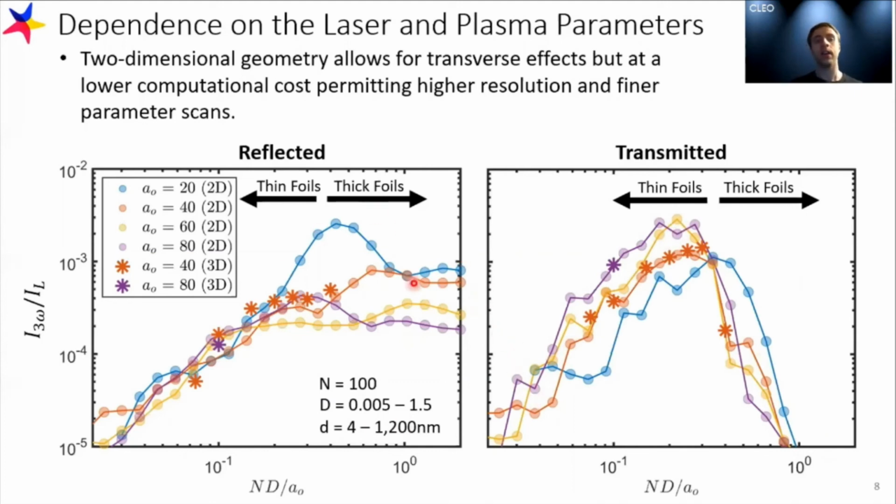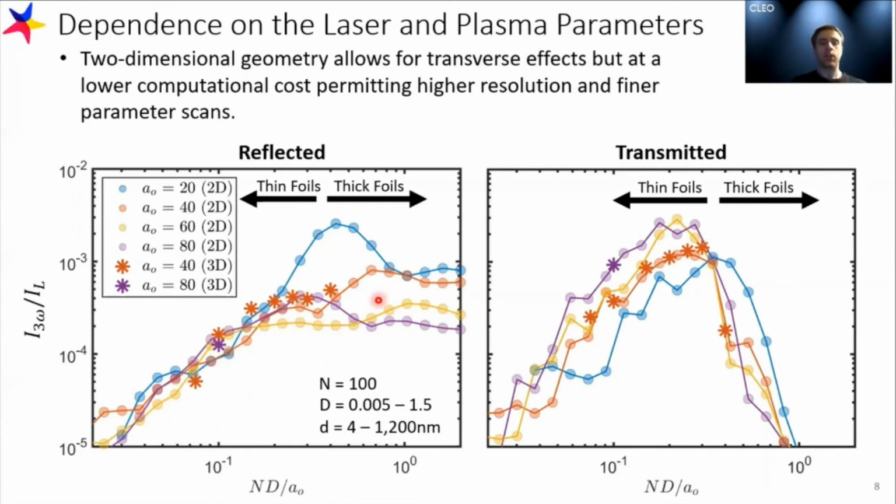On the other hand, in the reflected direction, what we see is that the most efficient cases take place for the thick foils. This is because for the thin foils, rapid formation of the aperture means that most of the energy is going in the transmitted direction with little reflected.